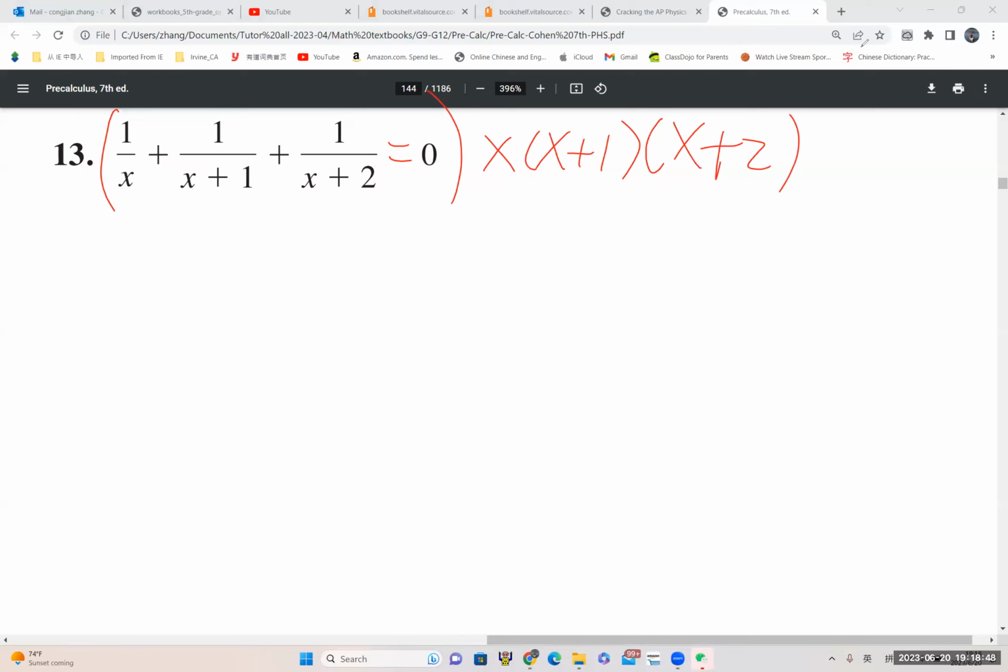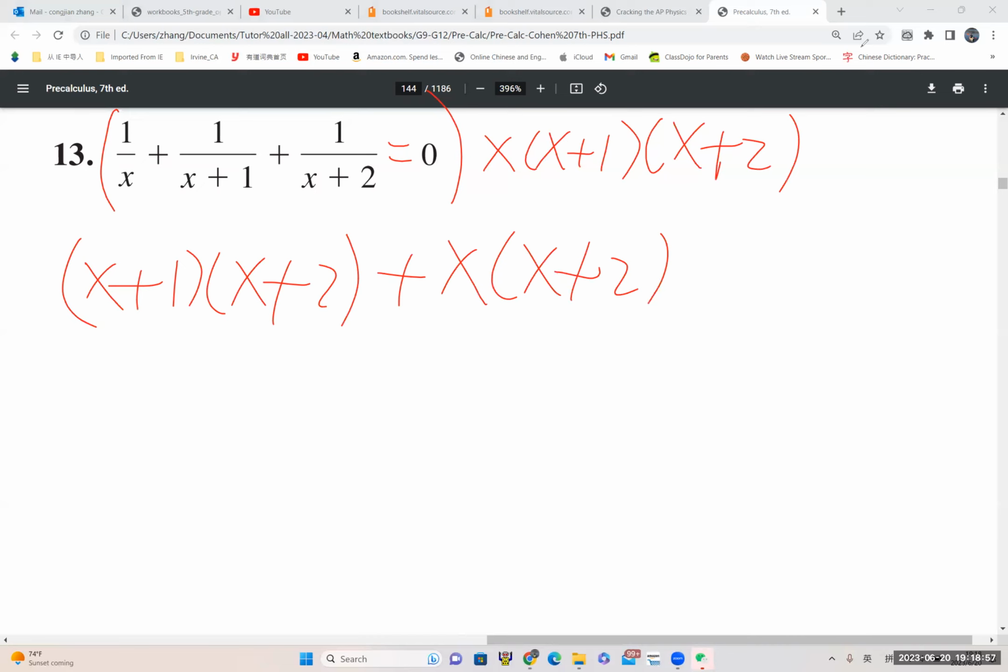Then, for example, x cancels, you get x plus 1, x plus 2. Then second, you get this, right? Last one, you get x equal to 0, right? Okay, we will not go on to finish it. We just talk about the strategy.